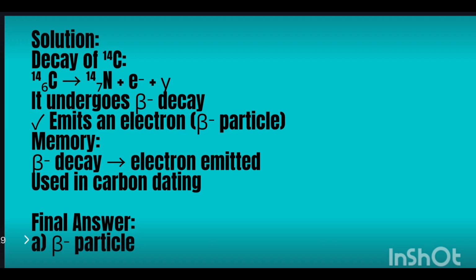Here, decay of carbon 14 means carbon 14, 6 gives rise to nitrogen 14, 7. It undergoes beta minus decay. Here, it emits an electron. Keep this in memory: beta minus decay. In beta minus decay, electrons are emitted, and that is used in carbon dating. So here the correct answer is beta minus particle.